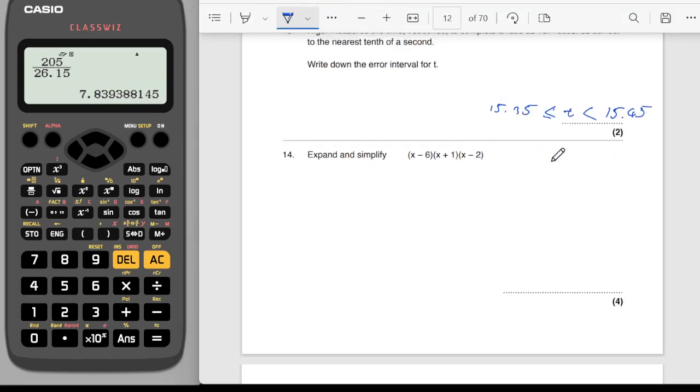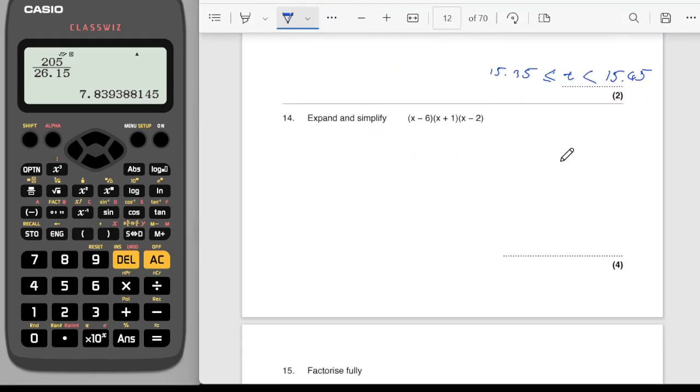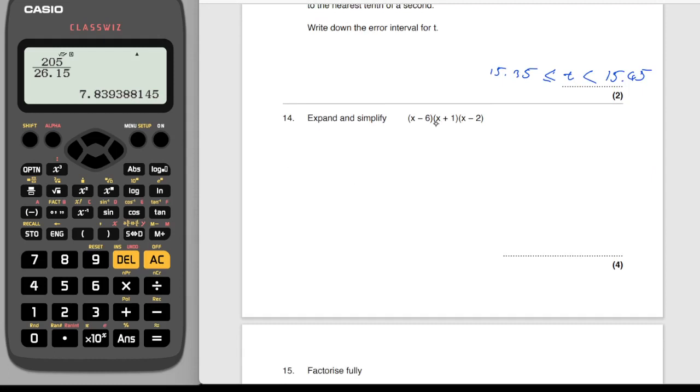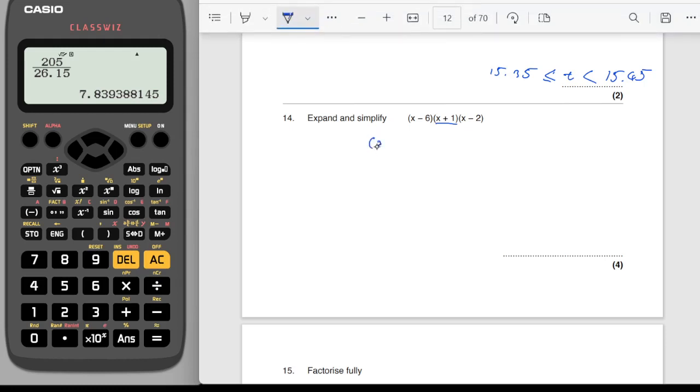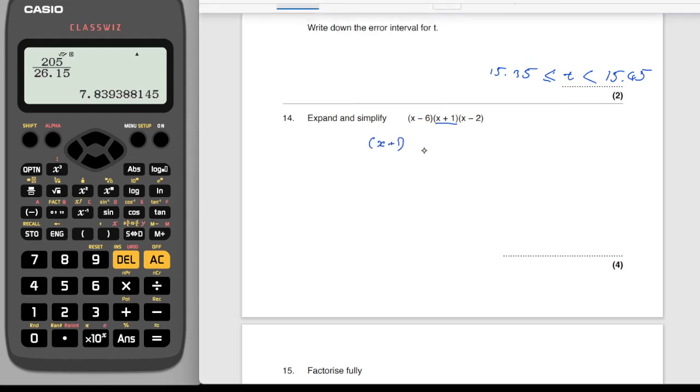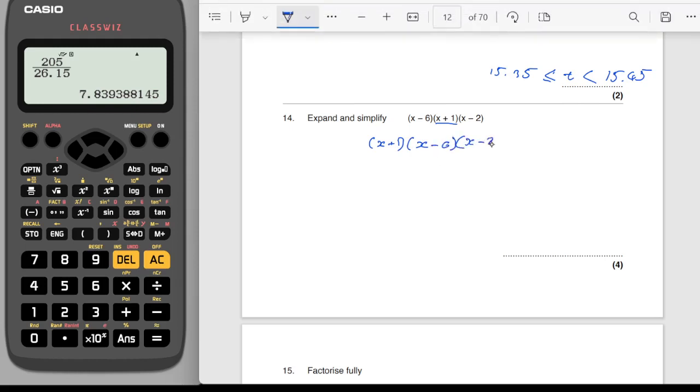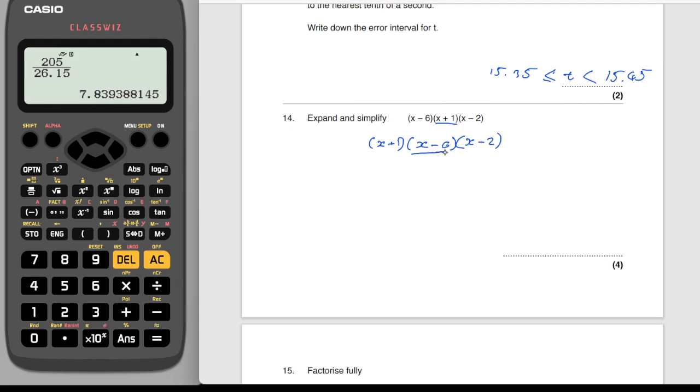Okay, for question 14, expand and simplify. Whenever I'm having to expand 3 brackets, I will save the easiest bracket for last, because it just makes sense. So I'm going to save the x plus 1 for the second multiplication, and I'm going to do this part first of all, so the back 2.